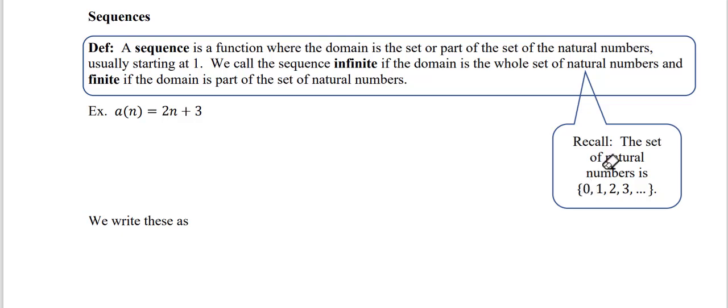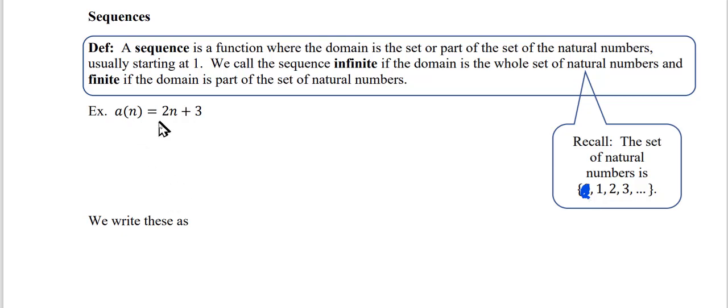Oh my goodness, this isn't right. Natural numbers start at 1. Oh, my brain. Whole numbers start at 0. Sorry about that. So, if you have part of the natural numbers, you start at 3 or something and still go on forever. It's still an infinite sequence.